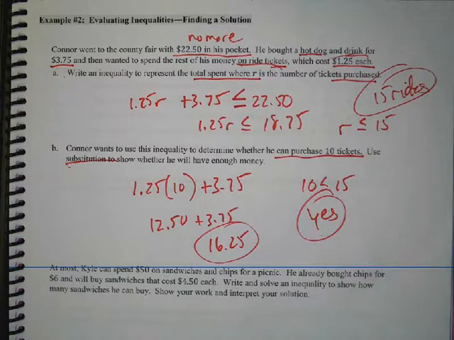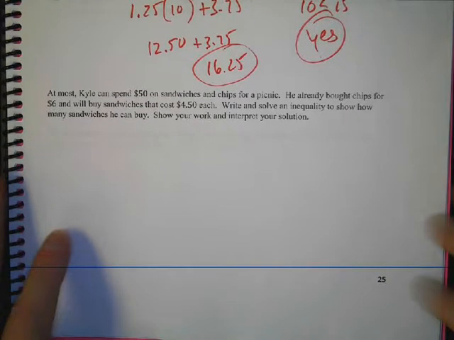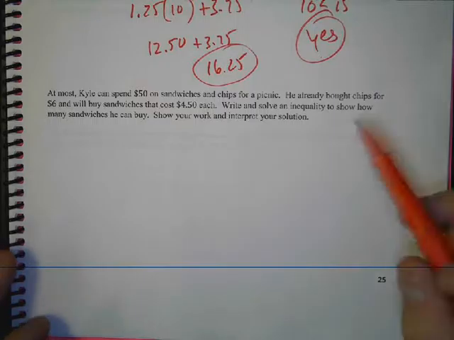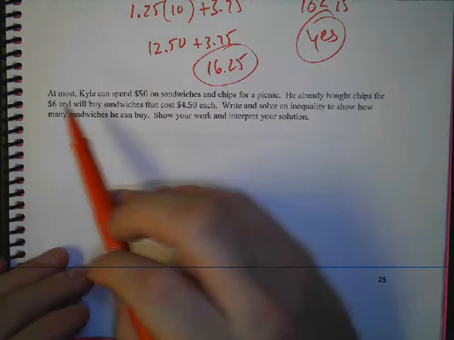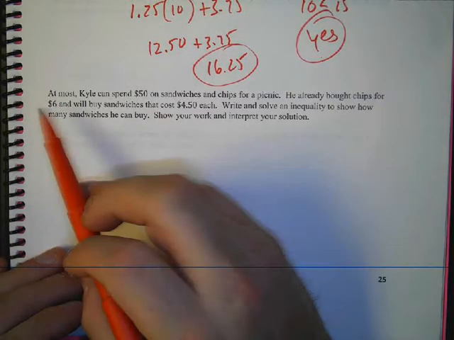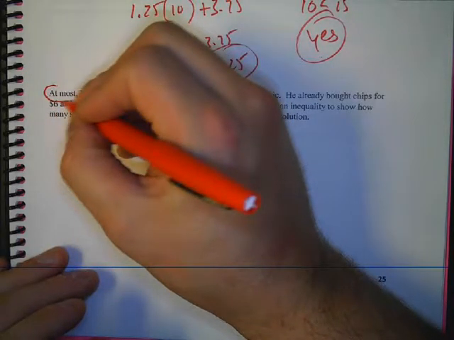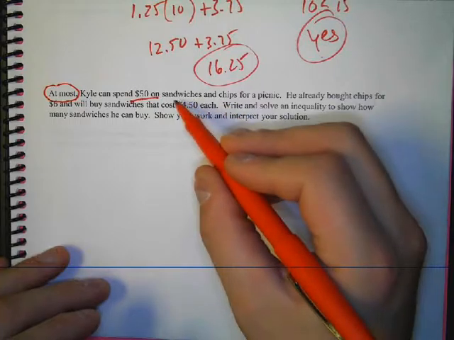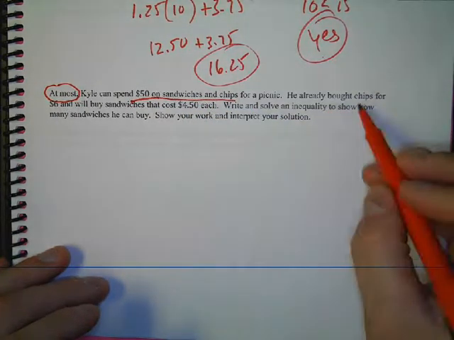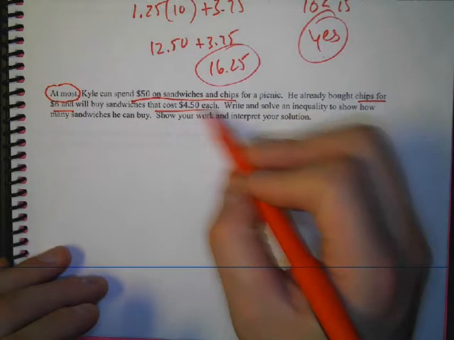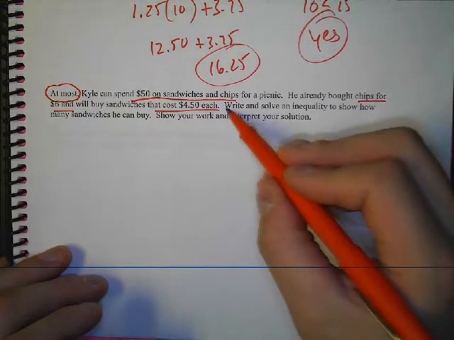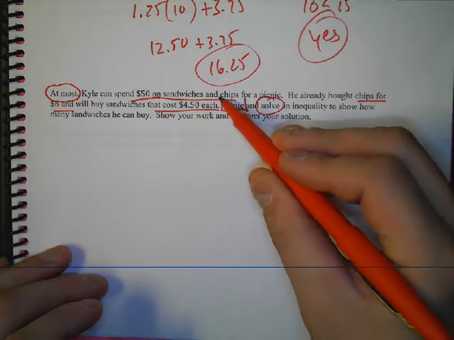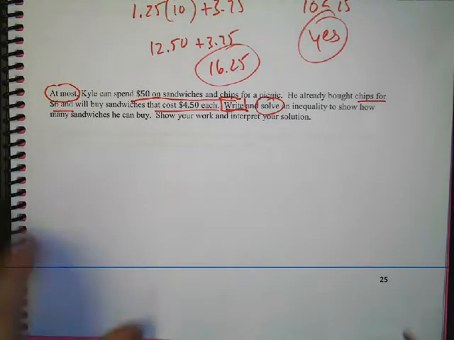All right. The next example. Sometimes this is going to bring up an interesting case, and I think most of you are going to understand this, just going based off of previous knowledge. Okay, at most, there's the word right there. He can spend $50 on sandwiches and chips for a picnic. He already bought chips for $6, and he'll buy sandwiches that are $4.50 each. Write and solve. This is very important, because if it says write and solve, you must write an inequality to get full credit.